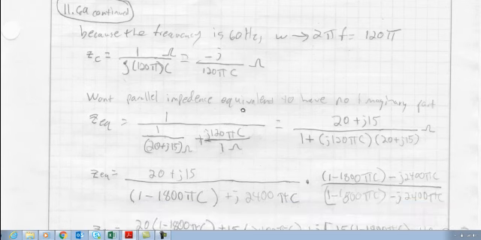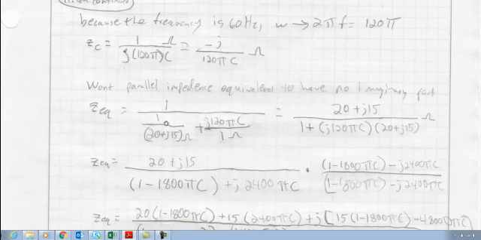So if we go about trying to find a parallel equivalent, we go 1 over the current load plus 1 over the capacitor impedance. So we could just write this as j times 120 pi c over 1. That's just flipping upside down what we already have here. And so if we work this on out, we can get a common denominator of 20 plus j15. We can just take this, multiply it by 20 plus j15, leave the 1 plus that times 20 plus j15 in the denominator. The common denominator now becomes the numerator, and so we get this.